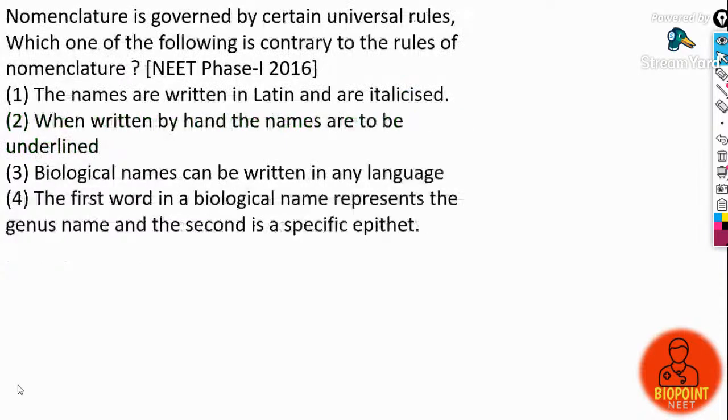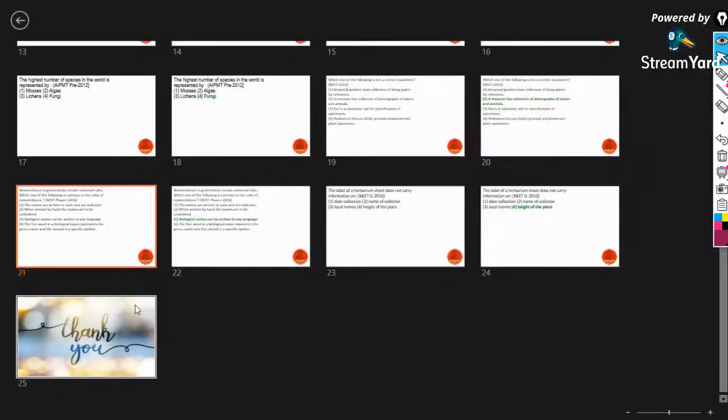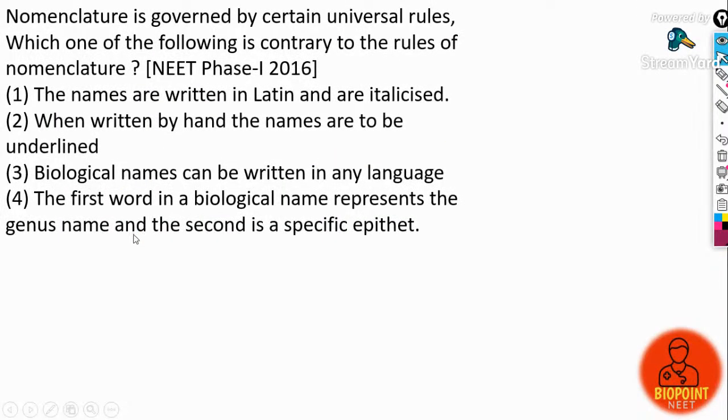Okay. Next one. Nomenclature is governed by certain universal rules. Which one of the following is contrary to the rules of nomenclature? Comment me fast.